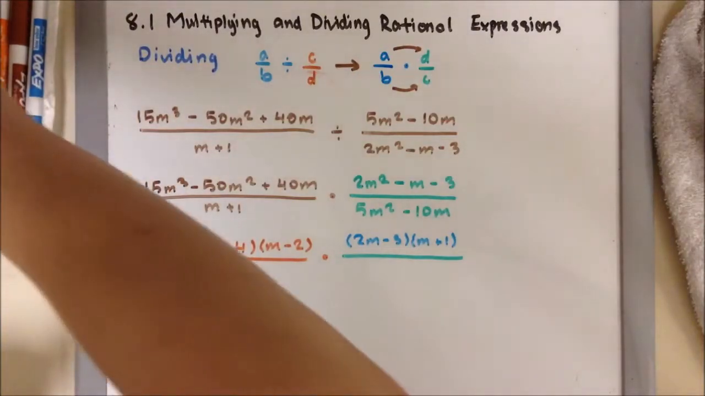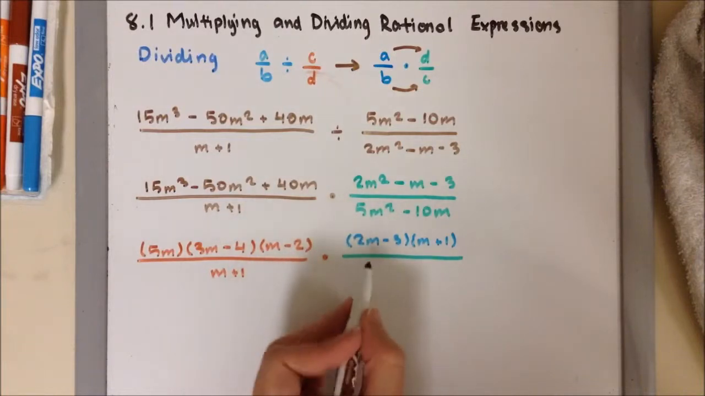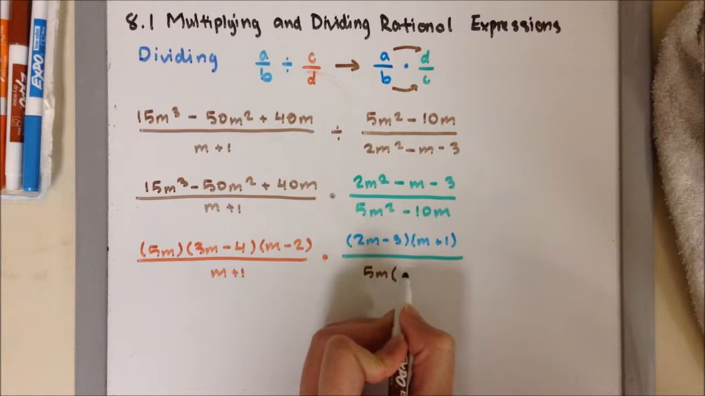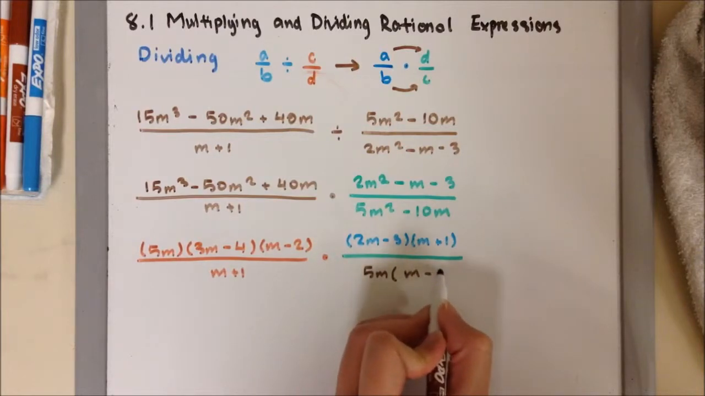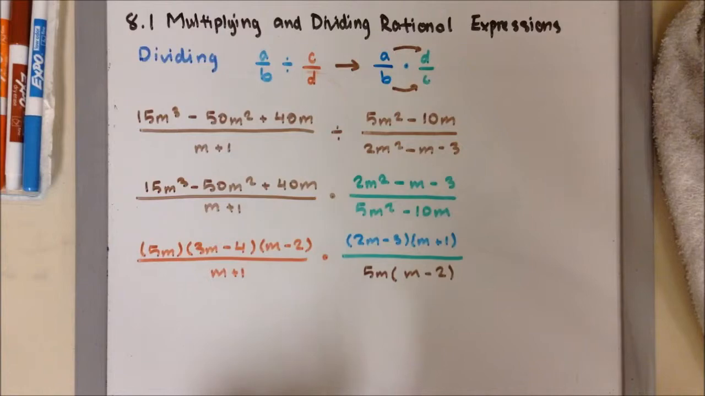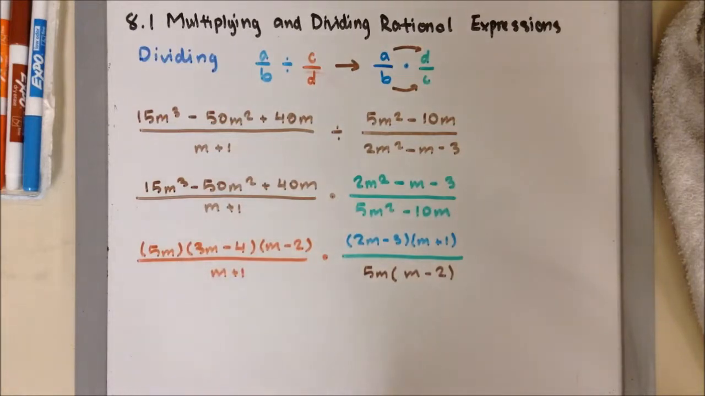Lastly, for the denominator, you should have gotten 5m times m minus 2. Alright, again, if you didn't get that, double check, make sure you see what you are supposed to do in order to get those factors before moving on.